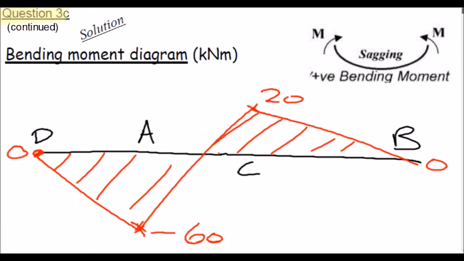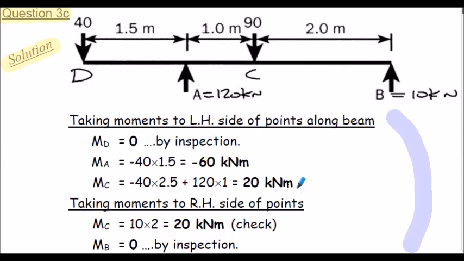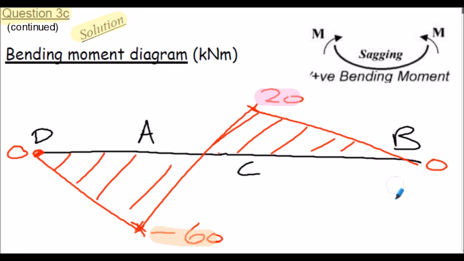Question 3C, solution continued. Here's the bending moment diagram for the beam. Notice this time we have a negative bending moment at point A and a positive bending moment at point C. Shown here, negative bending moment, positive bending moment. Hence the shape of the bending moment diagram.